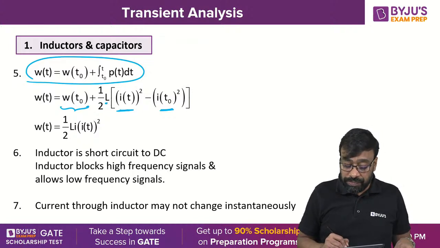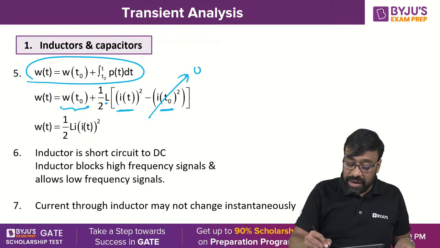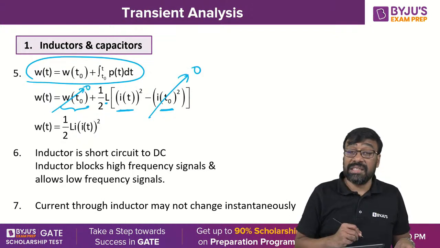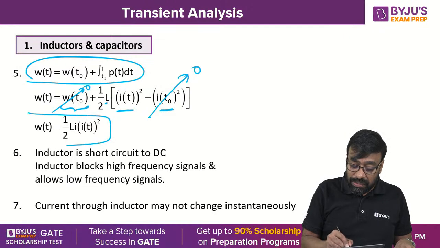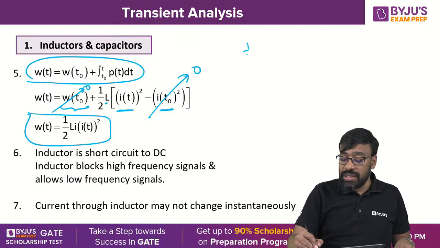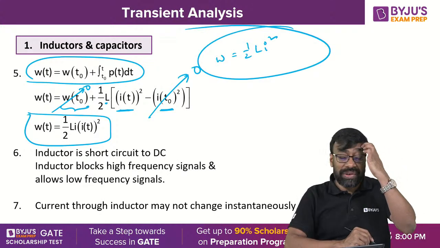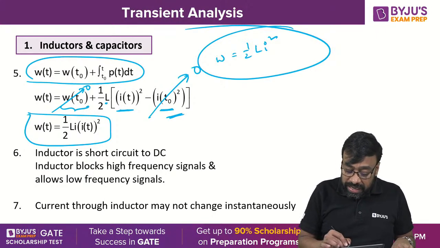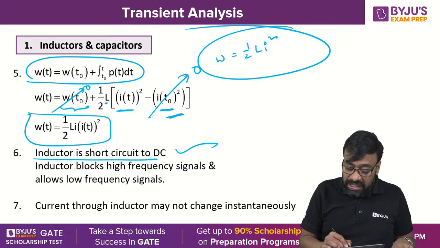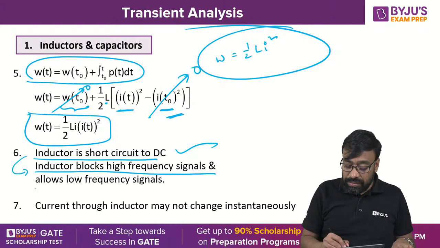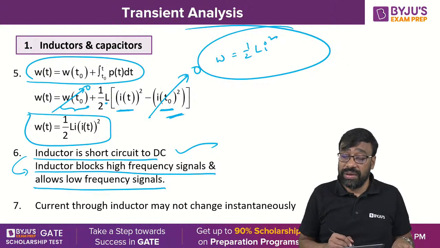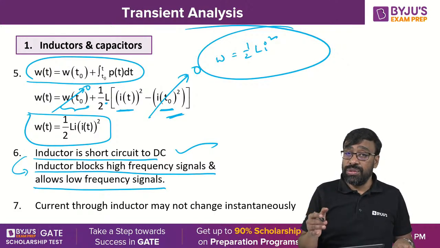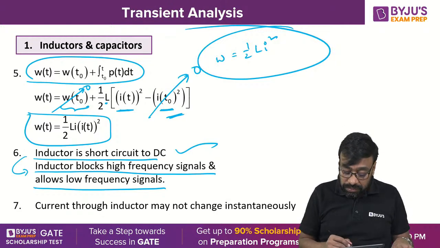If I neglect the initial current and the initial energy, this is the formula you will get. That is why we always remember half L i square, because we are neglecting W of t naught and also the initial current I of t naught. Inductor is short circuit to DC. That is why inductor blocks high frequency signals, but it passes or allows low frequency signals. That is why we use the inductor in filter circuits.